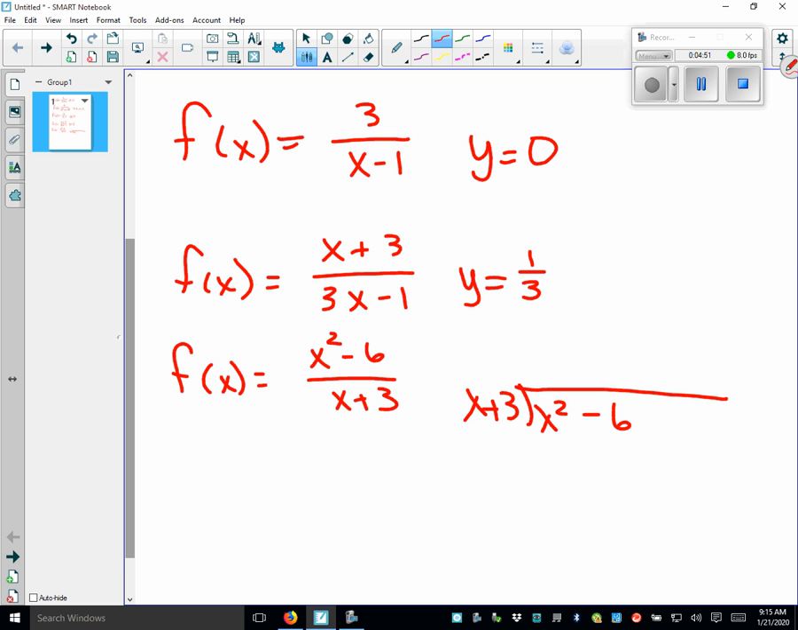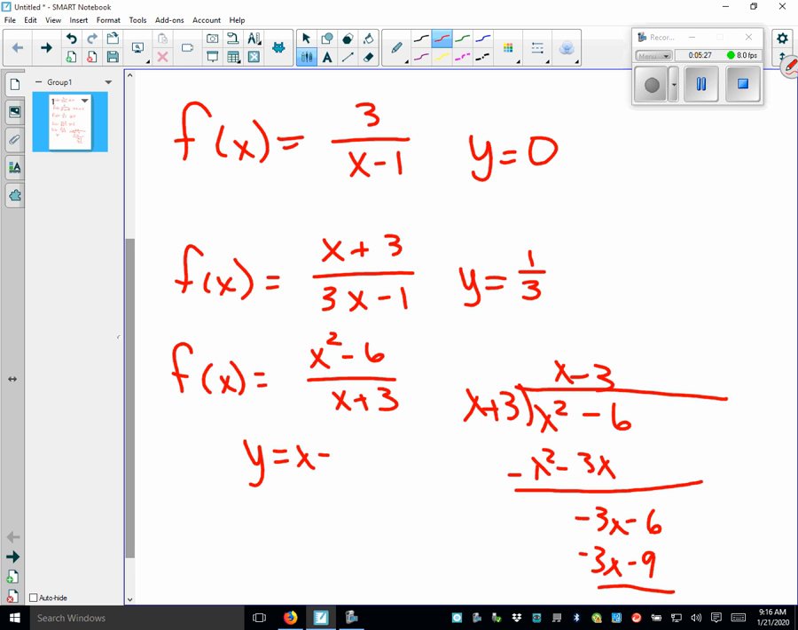X squared minus 6. Isn't this x? Gives me 3x and x squared. Change the signs. Negative 3x minus 6, right? Minus 3. Do I care what the remainder is? So my slant is y equals x minus 3. Right? Everybody good with that?